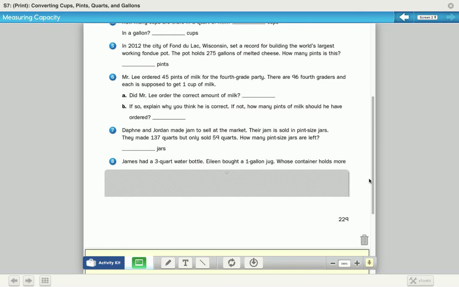Daphne and Jordan made jam to sell at the market. Their jam is sold in pint-sized jars. They made 137 quarts, but only sold 59 quarts. How many pint-sized jars are left? Okay, so this is a 2-part problem. So think about how you would solve this. Okay, so if they're selling jam at the market in pint-sized jars, and they made 137 quarts and sold 59, we want to know how much is left. So the first thing we have to do is 137, take away the 59 that they sold.